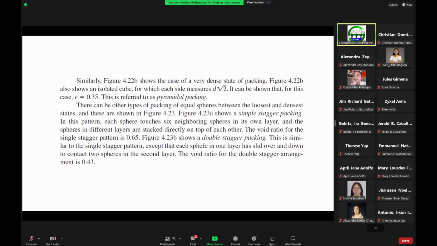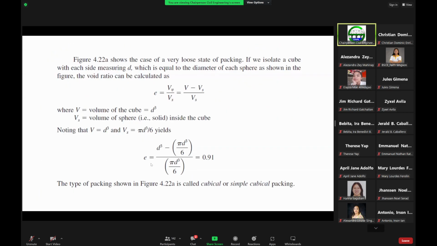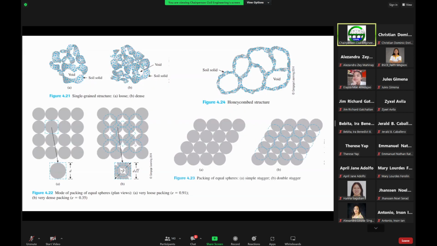So that means each sphere is touching six other spheres in its layer, and then on the upper layer, they are stacked directly on top of each other, so kumbaga patong-patong lang gyapon rin. So that means in the plan view, this one is the same as this one for each layer. So that means here you cannot see the second layer because it's just on top of each other. So in this packing, the void ratio is equal to 0.65.